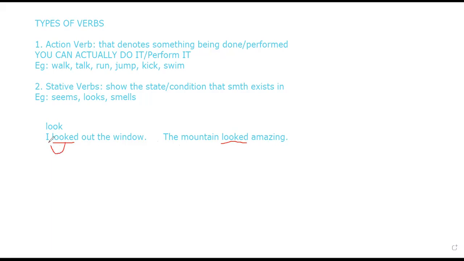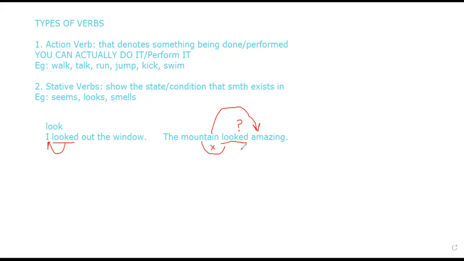However, in the first sentence, looked is an action that I am performing. I is performing the action look. In the second one, is mountain performing the action looked? Is mountain looking at something? No, mountain is not performing the action looked. So, what is looked then? Is it not a verb? Yes, it is a verb, but it is only showing what condition the mountain was in. It was looking amazing. It was existing in this state, this amazing condition.